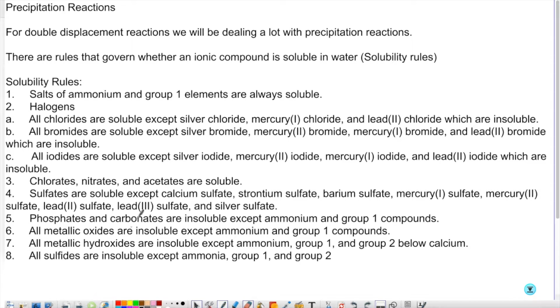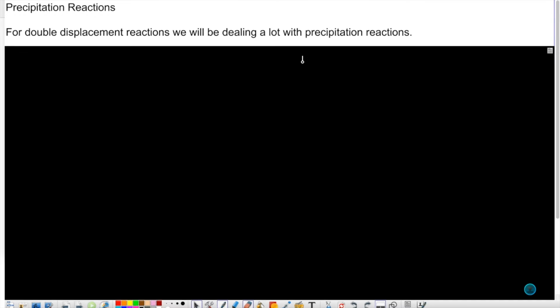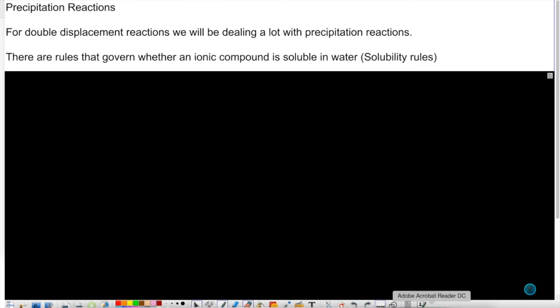All right, and those other ones are precipitation reactions, okay? And this is double displacement reactions. We'll be dealing with the precipitation reactions a lot, okay? So a precipitate forms when you take two ionic compounds that are soluble in water, meaning they're just solutions, okay? They'll look clear, and you mix them and a solid forms. That's a precipitate, okay? And there are rules that govern whether an ionic compound is soluble in water. These are called solubility rules.